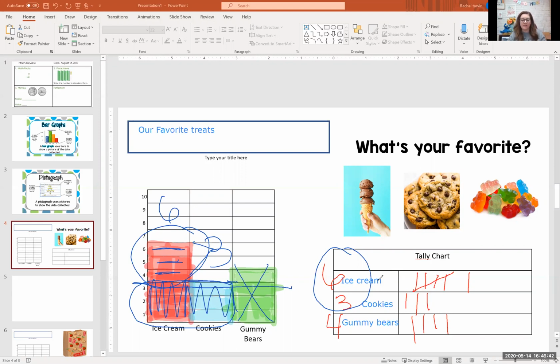So when you go in Seesaw today, you're going to look at the chip graph. You're going to count the chips, tally them, make your bar graph, add a title, answer the questions, hit submit, and you're done.